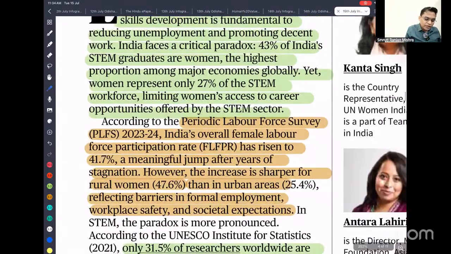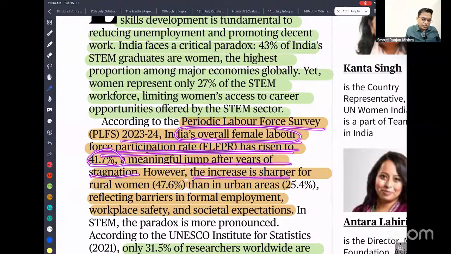The Periodic Labour Force Survey has shown that the overall female labor force participation rate has risen to 41.7%, a meaningful jump after stagnation. However, the increase is sharper for rural women. For rural women it is around 47%, but in urban areas very few women are participating in economic activity.